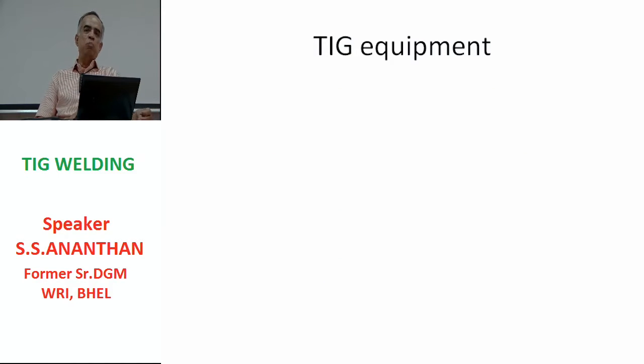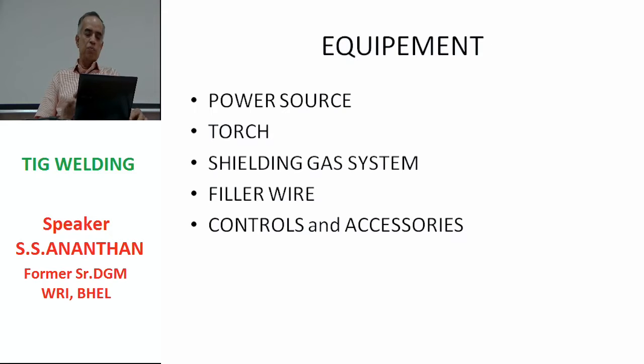Now let's see the important features of TIG welding equipment which contribute to this high quality and very good process. The first is the power source, which gives the electrical energy to the system. The second one is the torch, which holds the tungsten electrode and does the welding. The third one is the shielding gas system, which gives the shielding requirement for the arc. Lastly, the filler wire addition, which enables the welding to be completed according to the thickness requirement.